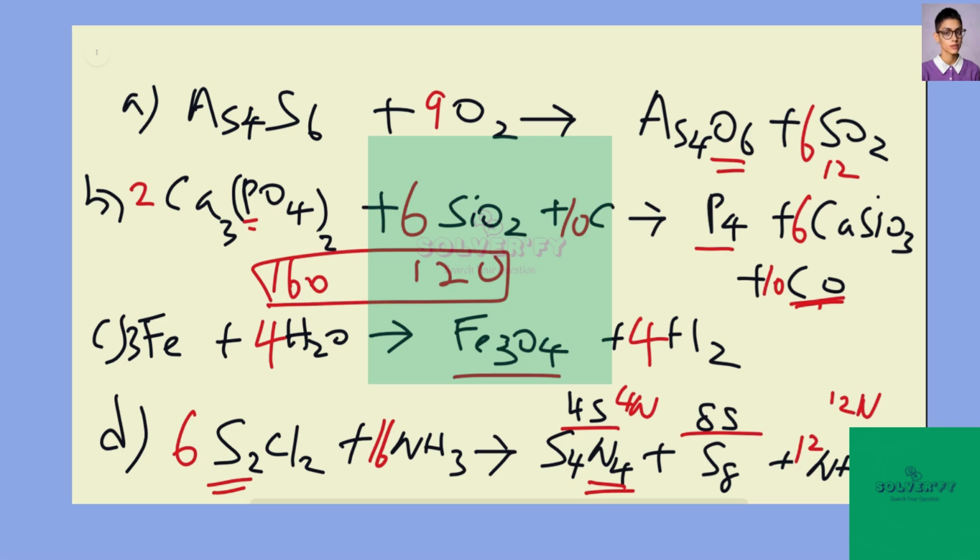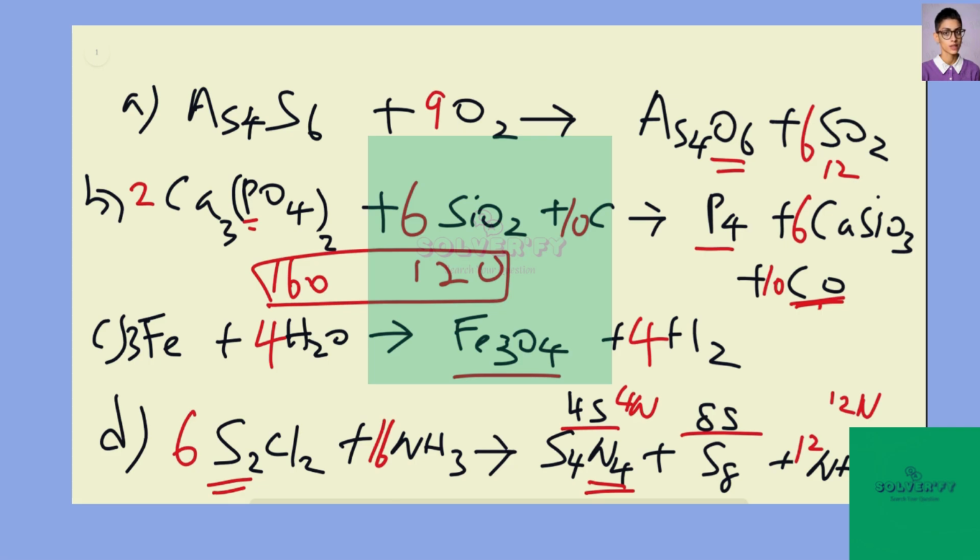Okay, so let's do a check again. If we have 6 S2Cl2, we should have 12 sulfur. So we have S4 and S8. And then we will have 12 chloride. We have 12 ammonium chloride. If we have 12 ammonium chloride and 1 S4N4, we have 16 nitrogen. So we need to put the 16 in front of our ammonia.